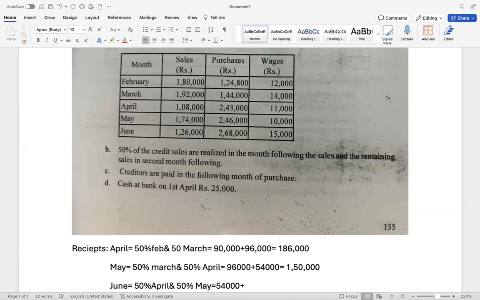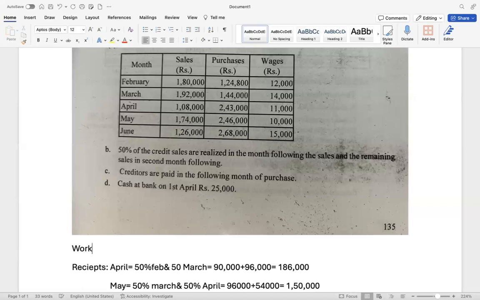1,74,000, 50% of that is 87,000. The total is 1,41,000. Right. So these are some workings. You can write the heading workings. Okay, small heading workings. So these are workings.